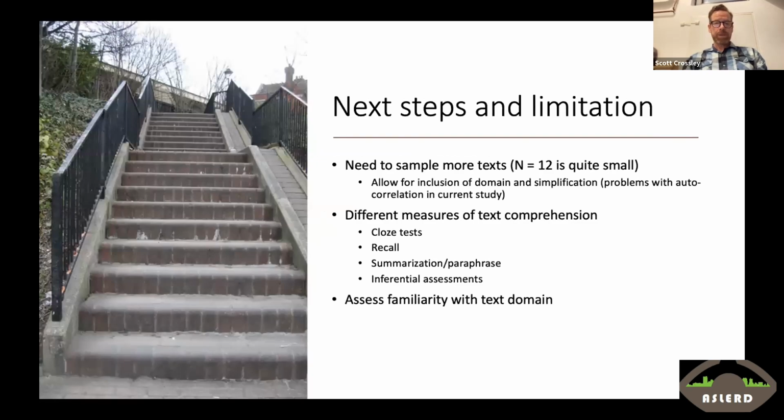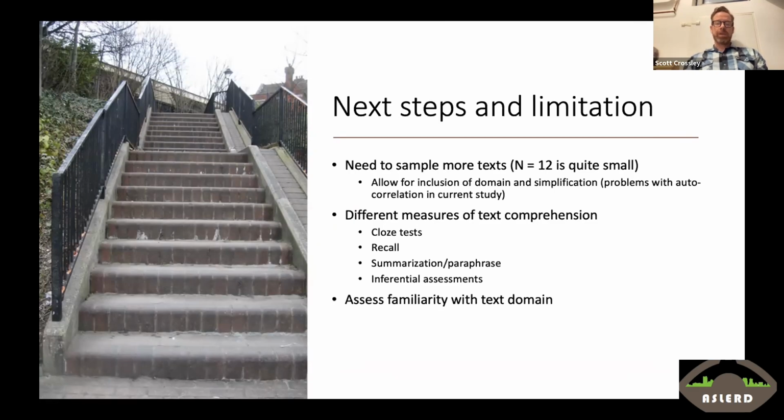So next steps: our sample size was quite small, 12. We definitely need to sample larger texts and include a greater sample of these texts. This will also include domain and simplification. We had some autocorrelation problems with the study. We might want to consider different measures of text comprehension. We used multiple choice. You can also use cloze tests or recall, summarization, or inferential assessment.